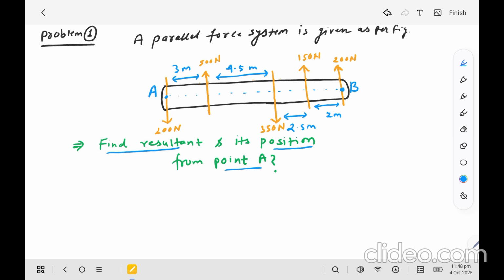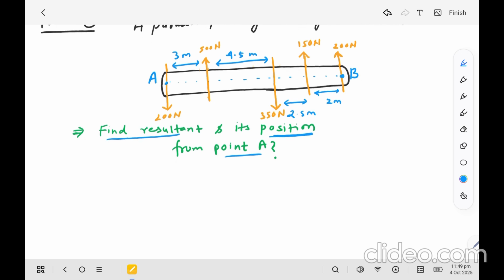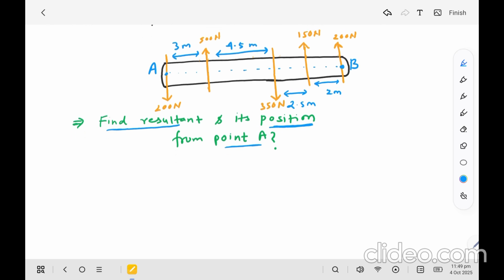Now we have to find the resultant. What is the resultant force of this parallel force system, as well as the position of the resultant from point A? Now we will follow the steps as I discuss.